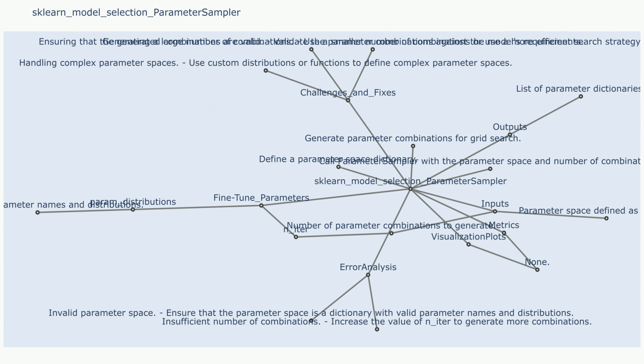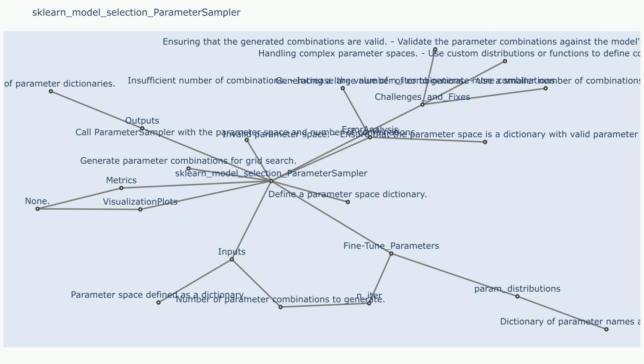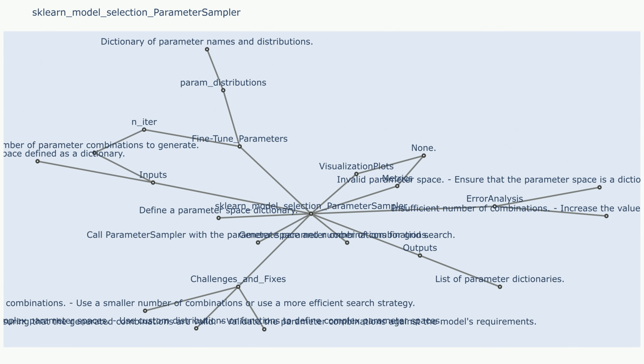Challenge 2: generating too many or too few parameter settings. Sample use case that resulted in challenge 2: using a very large n_iter, leading to long search times and potentially unnecessary exploration of the parameter space. Fixes to challenge 2. Start with a smaller n_iter to explore the space initially. Gradually increase n_iter if necessary, based on initial results and available computational resources.